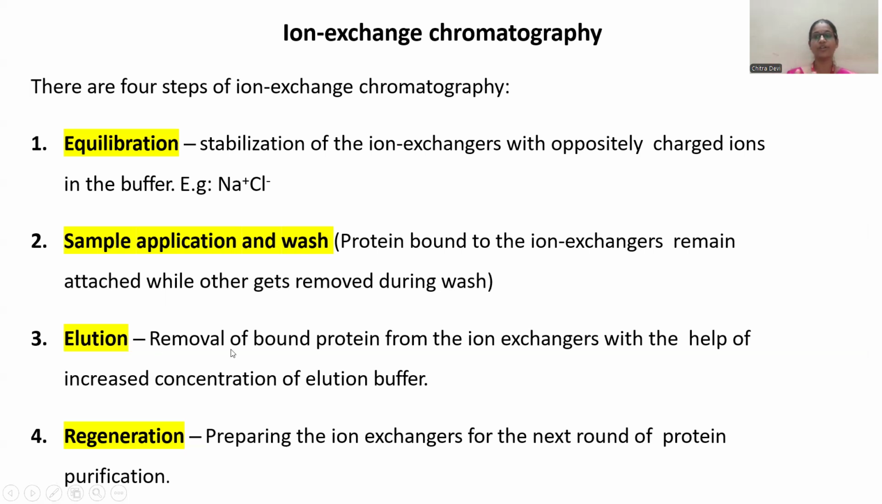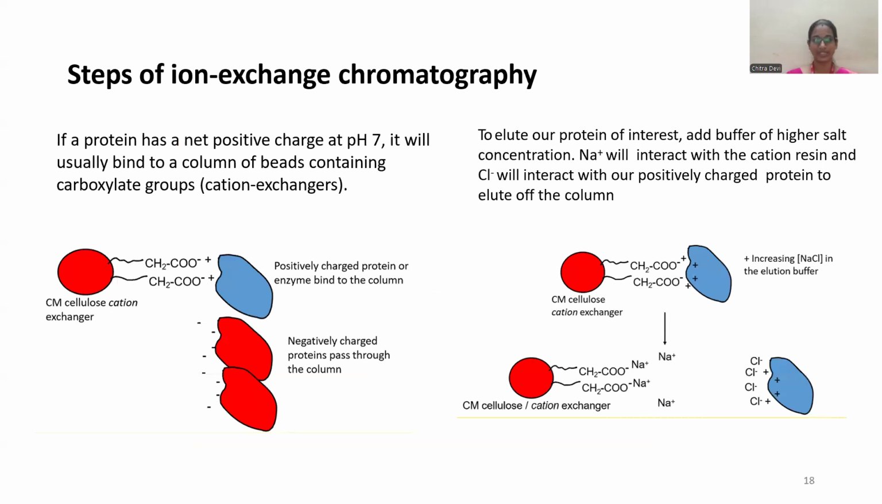So here our component of interest will be tightly bound with the resin, so that has to be removed. That step will be elution. Then the last step will be regeneration. Here, after elution, anything with high affinity towards the resin that remains will be eluted. That step will be called the regeneration process. So that I'll be showing in this diagram.